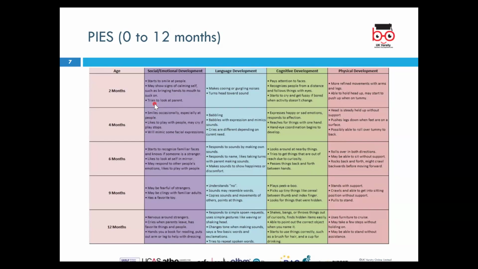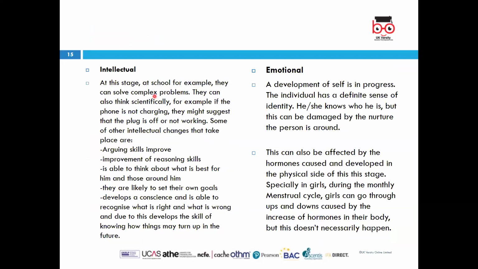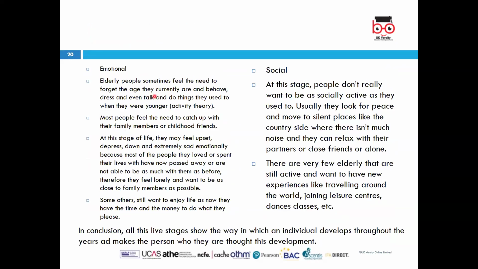And then physical development happens with more refined movements with arms and legs, and they're able to hold their head up, and they may start to push up when they're on their tummies. That's why they've recommended tummy time so much as soon as they're born. So these will always be changing. As I said, if there's a child with a learning disability, or even if there's prematurity, a child born before 9 months of age, there will be changes to that. So this was about that. Just have a read of it. It is helpful when you know the normal, and then you know what is not normal.